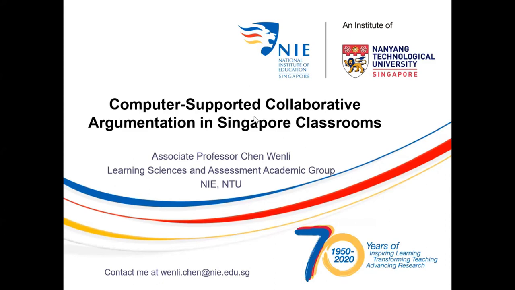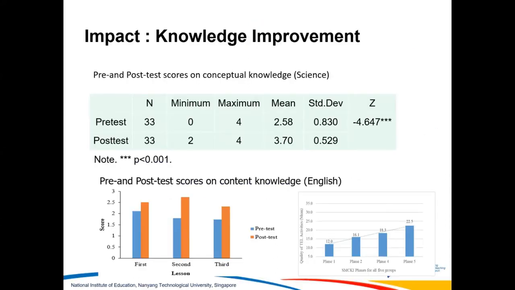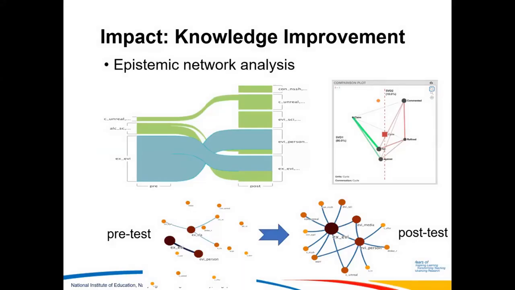Across all the schools and all the classes, we found the students did improve their content knowledge, no matter whether in science, English, or social studies. And we also did a lot of analysis on perspective taking, because argumentation, perspective, and reasoning are very important. So we used some so-called advanced techniques to analyze students' online discourse in AppleTree.